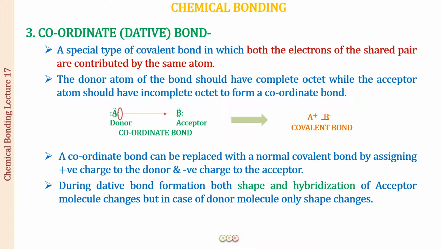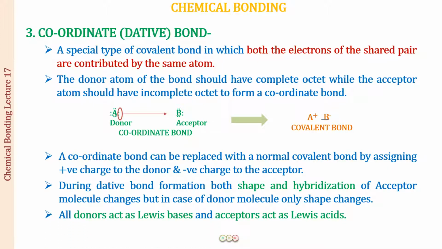So during dative bond formation, the shape and the hybridization of the acceptor molecule change, but in the case of the donor molecule, only the shape is going to change. This is something that you will be able to understand when we have discussed the theory, that is the valence bond theory, where we will be discussing much more about the shape and hybridization of the molecules. But still, you can just keep this in mind, that you have to remember this thing as well. Okay.